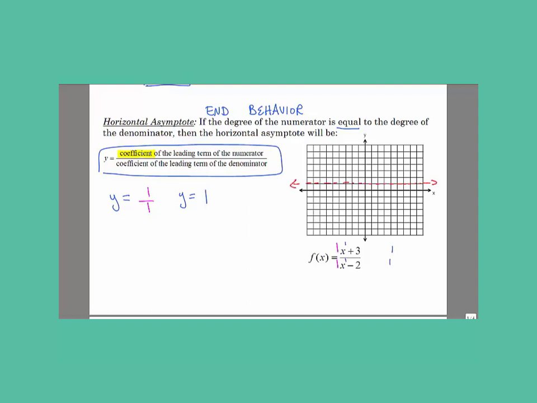We now need to put all this information on the graph. We have the horizontal asymptote of y is equal to 1. We have a vertical asymptote of x is equal to 2. We have a y-intercept at -1.5. We have an x-intercept at -3.